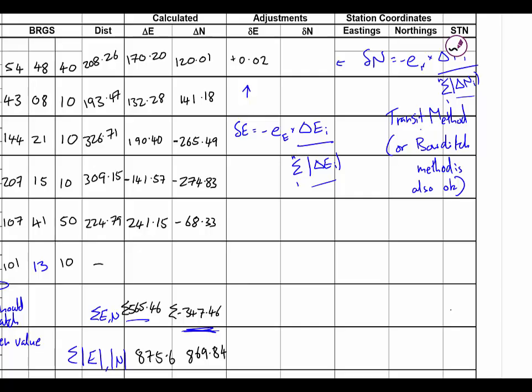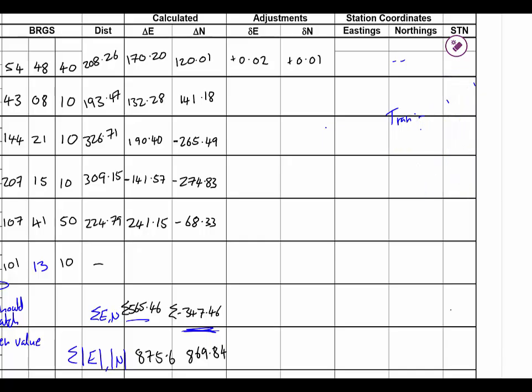For the delta N, we've got minus times the Northings closure, which was minus 0.06, so it becomes positive 0.06. Multiply that by 120.01 and divide that by the sum of the moduli, which is 869.84. And we've got plus 0.01. I'm going to use these two formulae now to populate the rest of those rows for step 5.